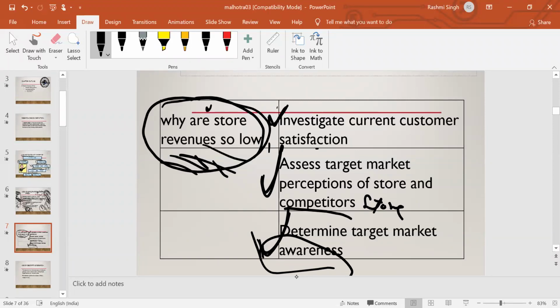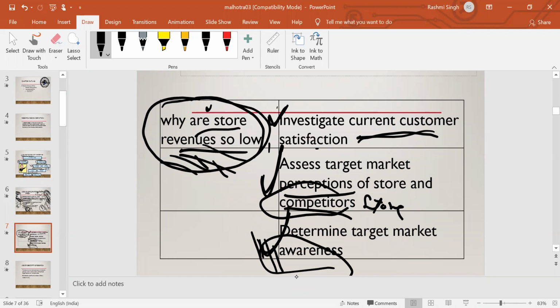There may be other factors also, but I took only three. If the revenue of your store is very low, you can investigate the customers. You can investigate customer satisfaction. You can assess the target market's consumer perception towards your store and towards the competitor's store. You can also determine the target market awareness, consumers' brand awareness. So these are the different areas.